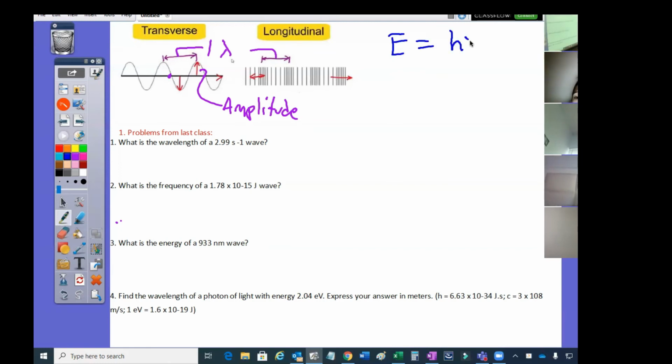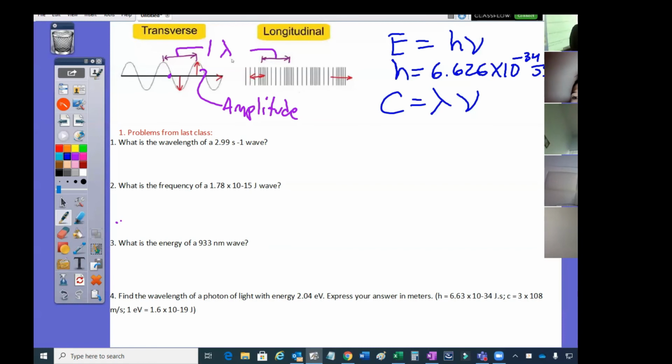E equals h nu. That was Planck's equation that related the color of light to its energy, where h equals 6.626 times 10 to the minus 34 joule seconds. That was the slope of the line that Max Planck discovered, which related the energy of electrons to the color of the light that produced them. You need to learn this.